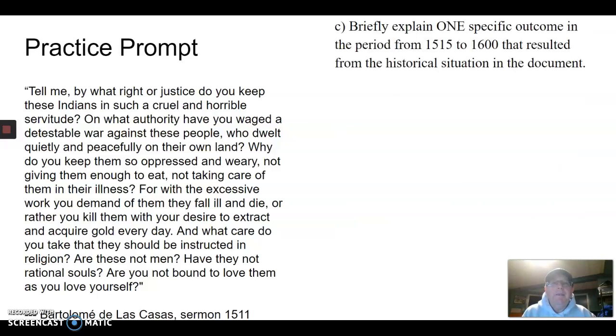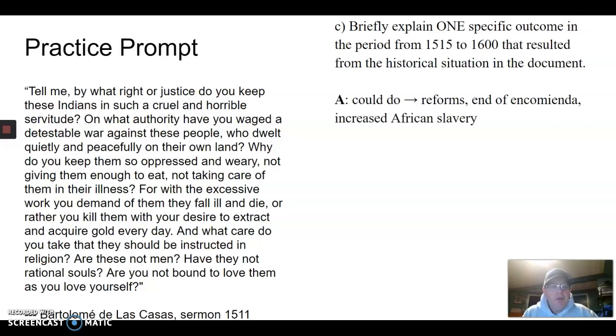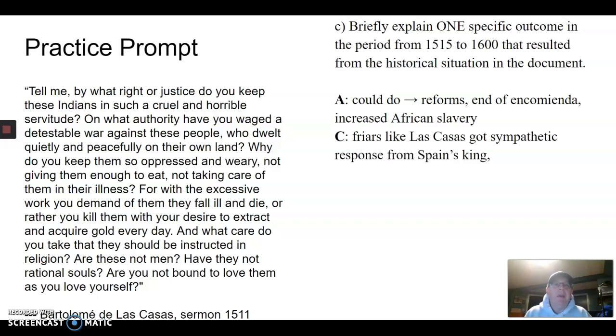And then lastly, you want to look at an outcome or an effect. So Las Casas does this sermon. There's this historical situation of encomienda and Las Casas protesting it. What results from that situation? So you could look at the reforms, the end of encomienda. You could look at African slavery. Any of those would do for an answer. So you can expand on them any way you want.